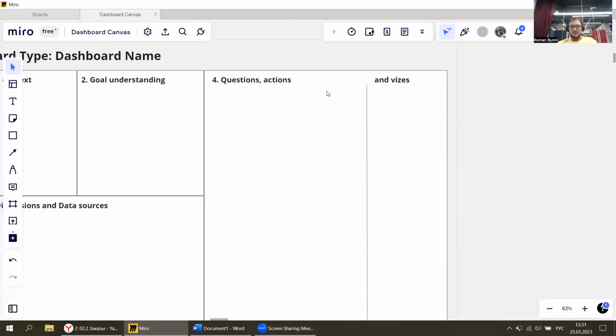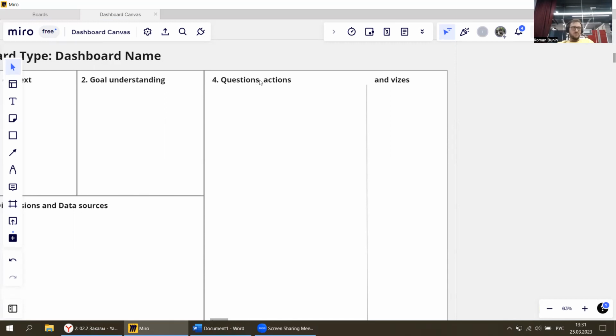It's questions and actions. You just list the questions the business user has in mind when he or she opens the dashboard. On the one hand, it sounds easy, but on the other hand, if you get all of the questions that are on the mind of the business user, you have almost created a dashboard. It sounds easy, but it's hard to do.